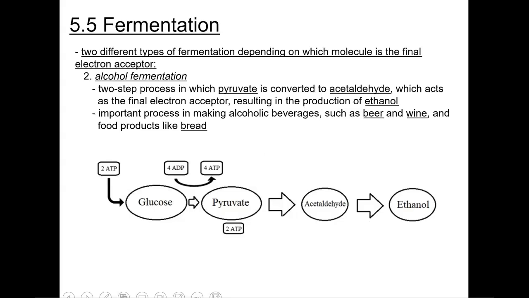The second type is alcohol fermentation. It has a two-step process where the pyruvate is converted to acetaldehyde. That acts as the final electron acceptor and results in the production of ethanol. It's an important process in making alcoholic beverages such as beer and wine and foods like breads. So your yeast rolls, and especially certain types of bread doughs that are used in pizzas.